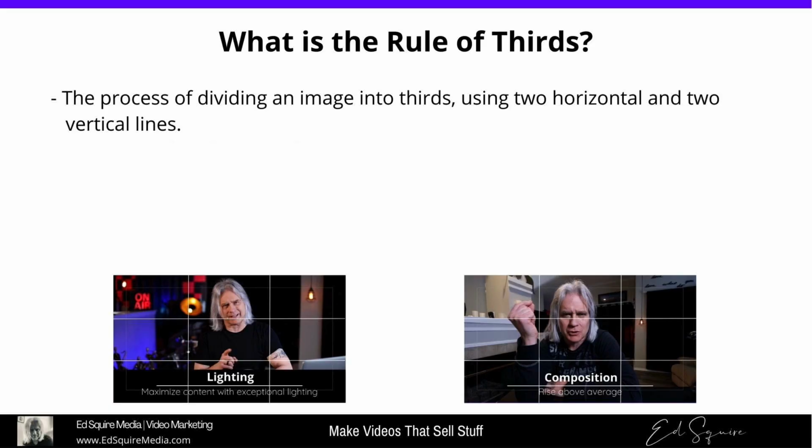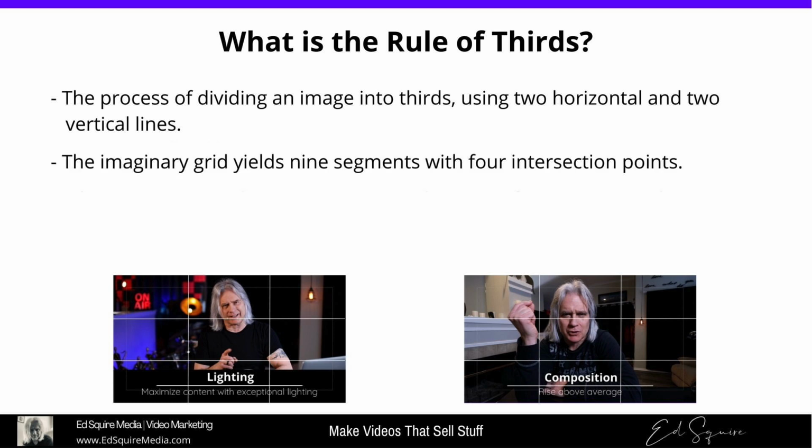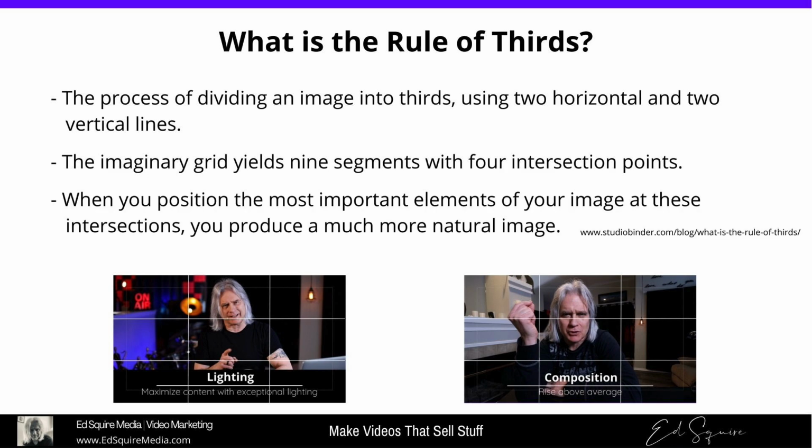All right. The rule of thirds. What is it? It's the process of dividing an image into thirds using 2 horizontal and 2 vertical lines. The imaginary grid yields 9 segments with 4 intersection points. When you position the most important elements of your image at these intersections, you provide a more natural image.